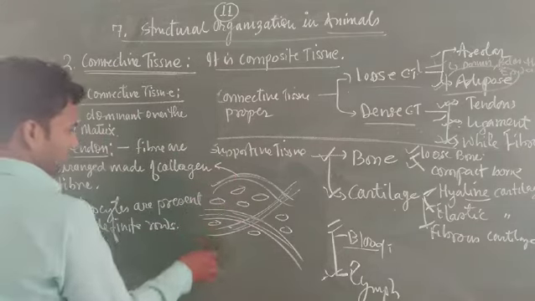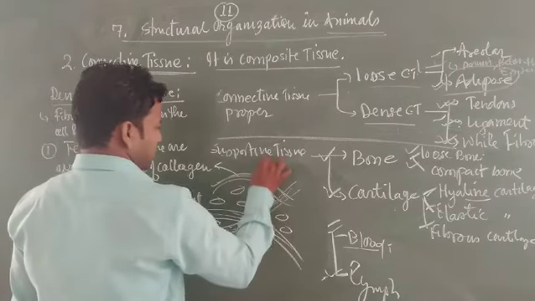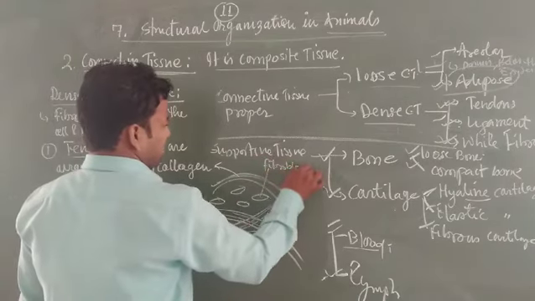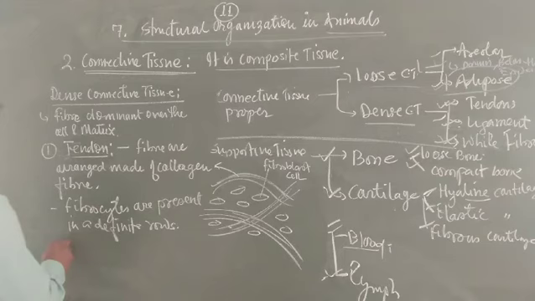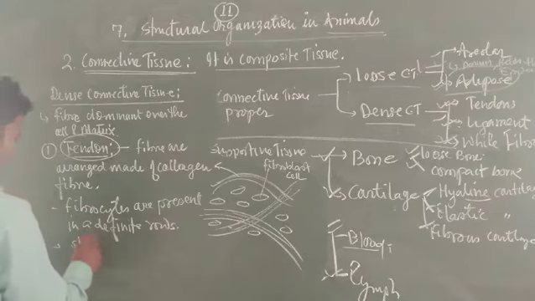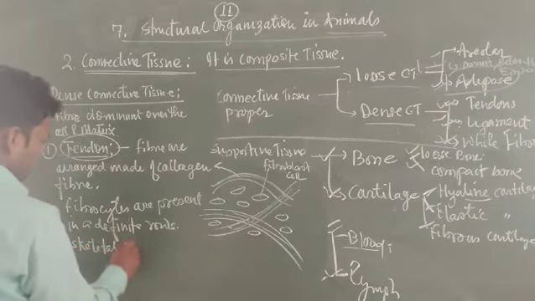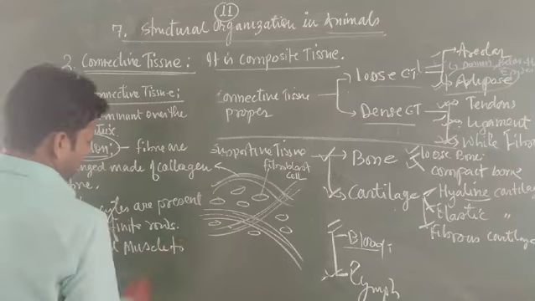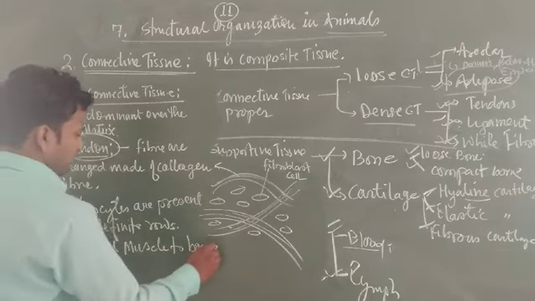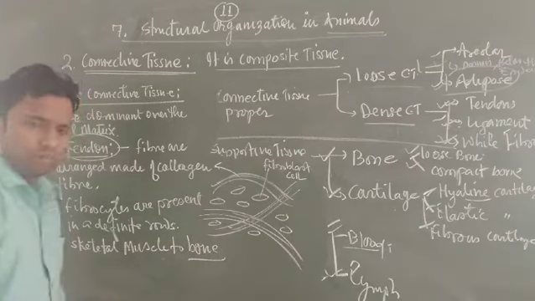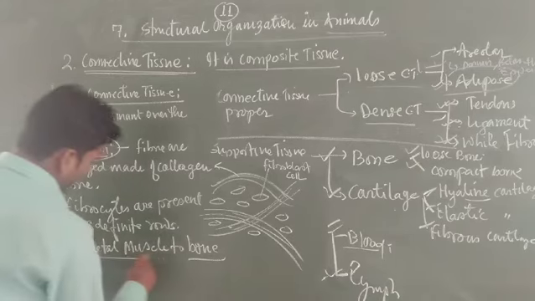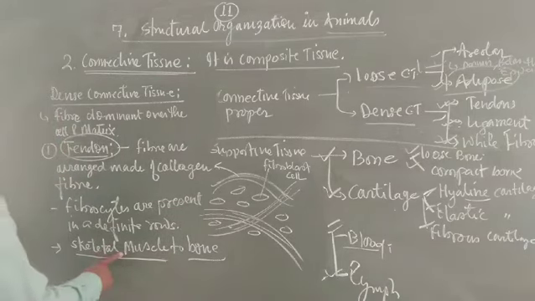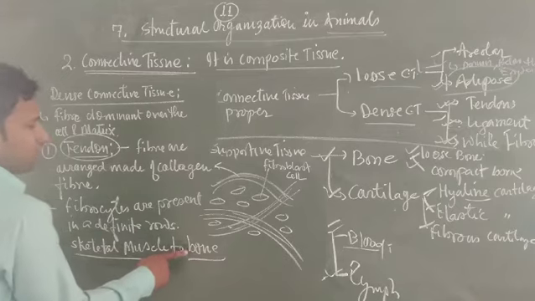This one is a collagen fiber and this is a fibroblast cell that is present in definite rows. Here the tendons help in the attaching of skeletal muscle to bone. In the previous class it was a mistake that I told that the tendons help in the attachment of bone to bone. This was wrong. Here skeletal muscle, especially the voluntary muscles, attach to bone.